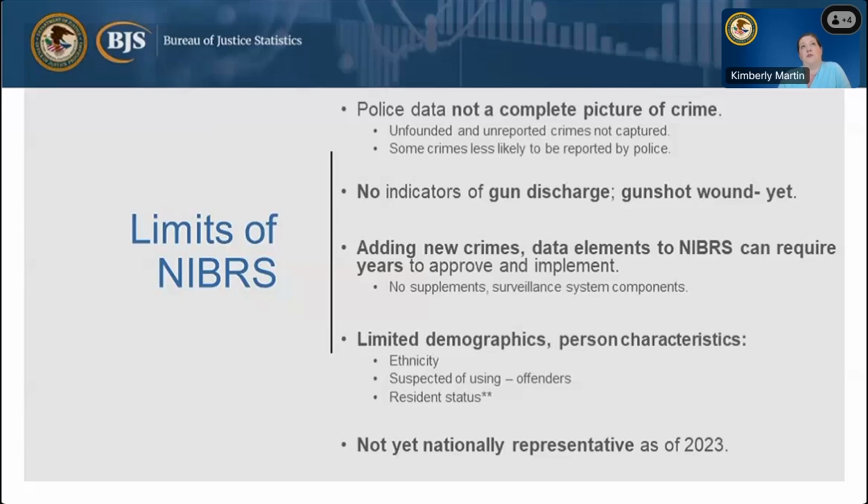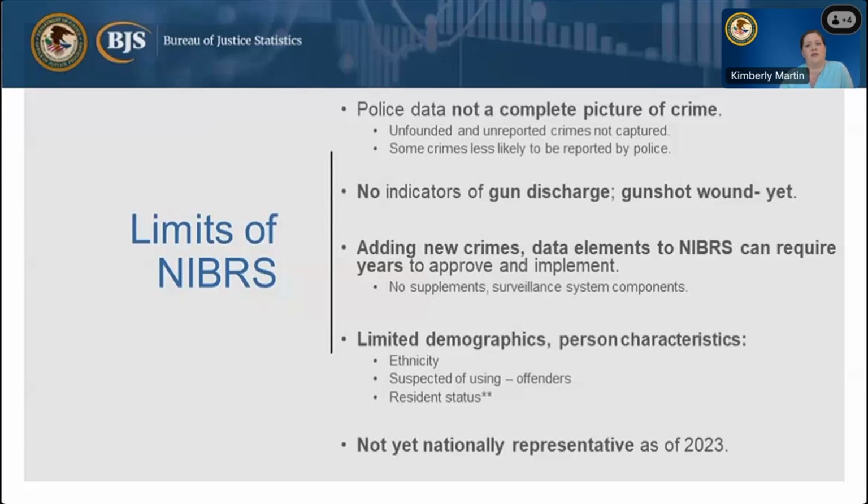In NIBRS, we are able to see the number of violent crimes, and there's even some crimes like extortion and blackmail where you can have a gun present. But for the most part, for violent crimes, we can see whether a gun was present in all of those incidents. However, there is no indicator of how that gun was used. We know that it was there, it had the potential for harm, for example, but we don't know if that gun was fired at a victim, or if it was just brandished.